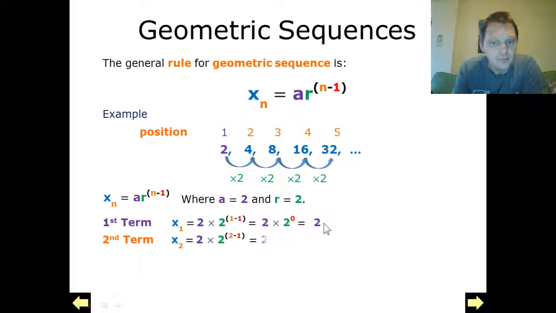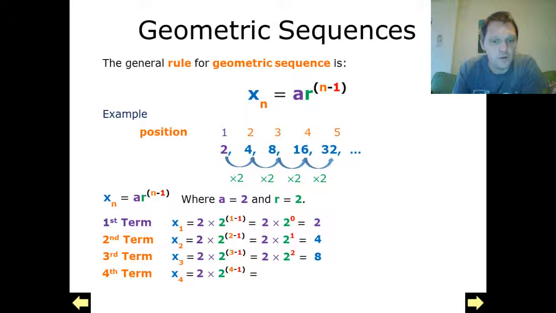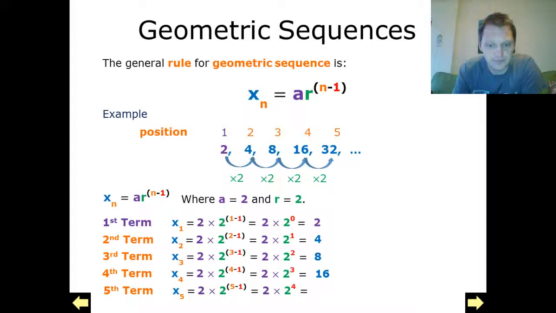For the second term, that gives me 4. Third term, that gives me 8. Fourth term, that gives me 16. And my fifth term, that certainly does give me 32. So my end conclusion is that my sequence generated from this rule, where A equals 2, R equals 2, is 2, 4, 8, 16, 32, and then carrying on. And we know this is right because this is exactly what we were working with in the first instance.